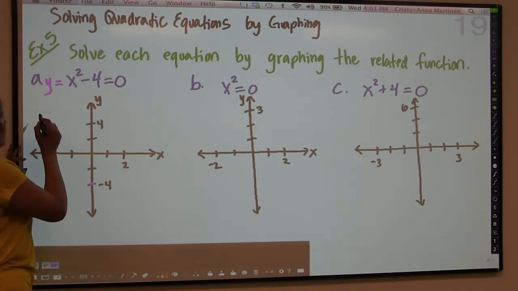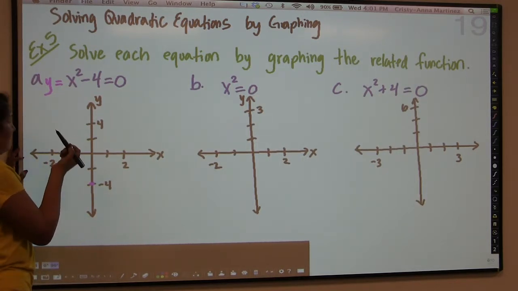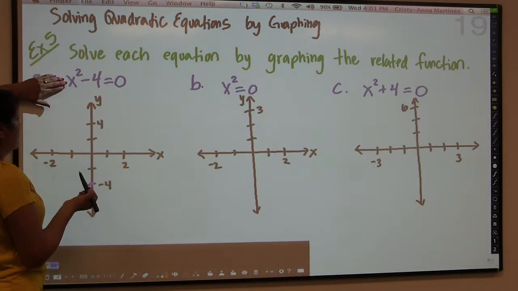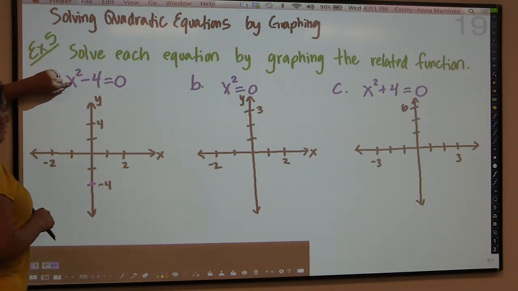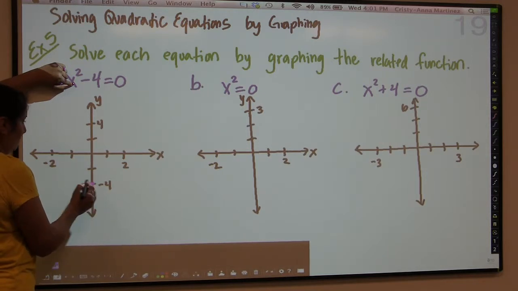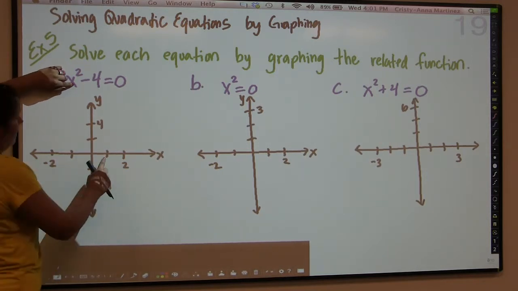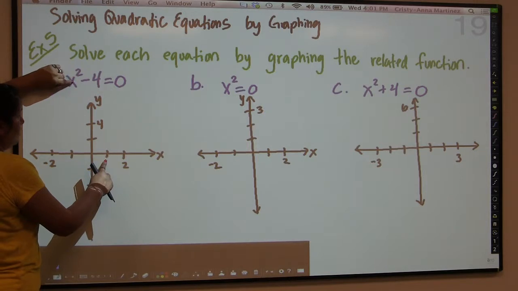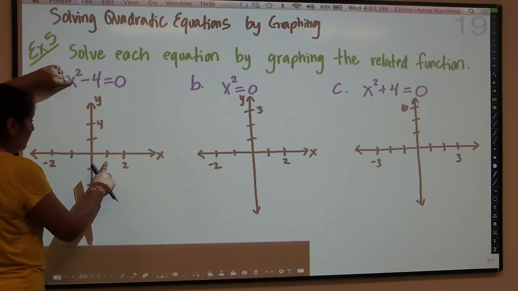So the first thing I would do, if I was making a t-table, I would say, well, what happens if x is 0? If I plug in a 0, then 0 squared is still 0, and 0 minus 4 is negative 4, which is where I'm getting this point from. And then if I plug in 1, 1 squared is 1, and 1 minus 4 is negative 3.